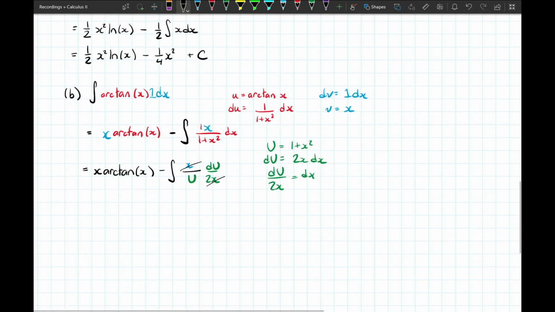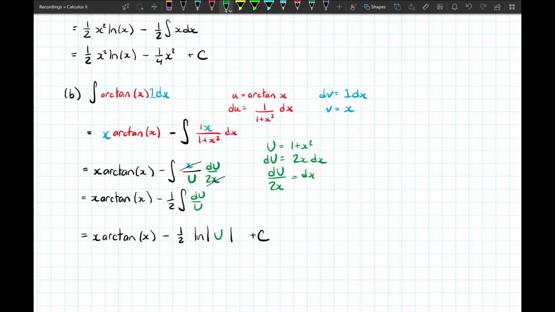Well, we have a 1/2 that we can factor out, and we have the integral of du over u, which is just the same as 1 over u du. We know the antiderivative of that expression is the logarithm of the absolute value of u. From there, we also need to make sure to include our arbitrary constant of integration, and then we will plug in u equals 1 plus x squared again.